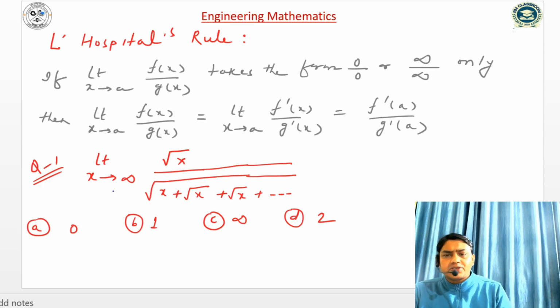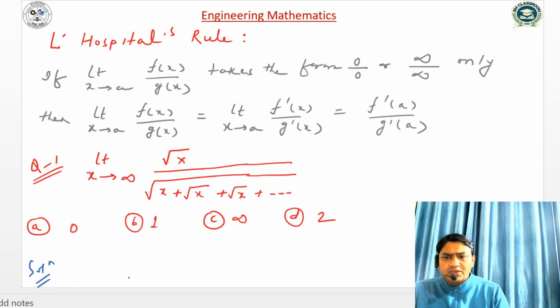Limit x tends to infinity, root x divided by root x plus square root of root x plus square root of x, and so on and so forth. The options are 0, 1, infinite and 2.